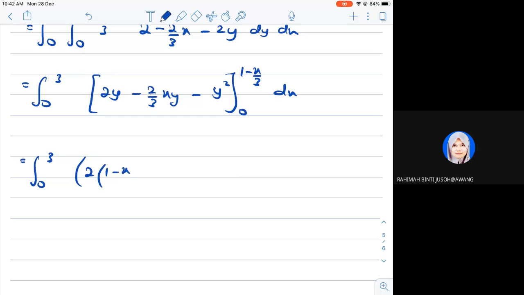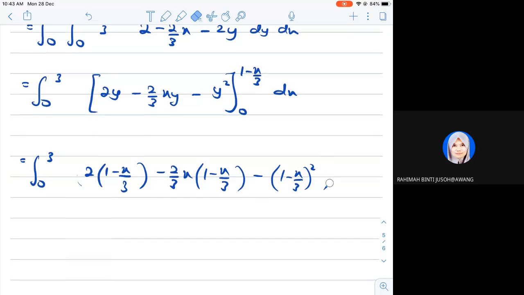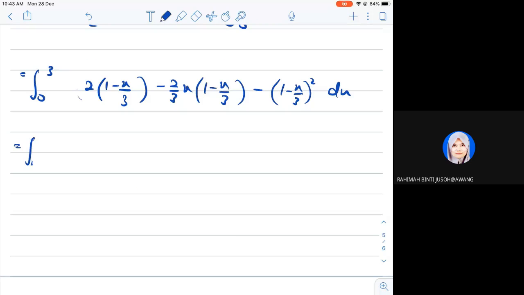2 times 1 minus x over 3, minus 2 over 3x times 1 minus x over 3, and minus 1 minus x over 3 squared. Like this. What did I write here? I think there's no need to put this in because we substitute 0, so everything is 0 after that. Okay, dx. So let us expand this term.